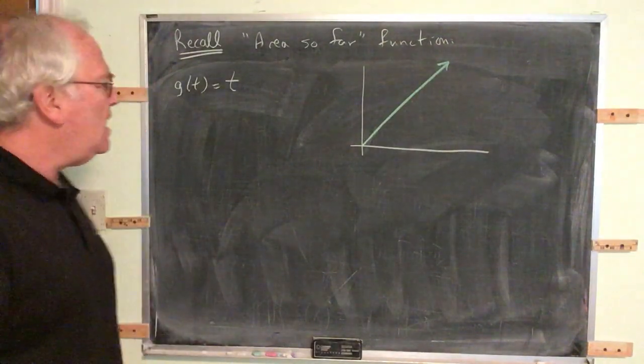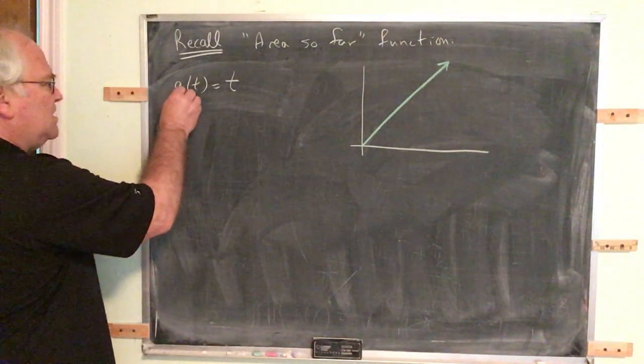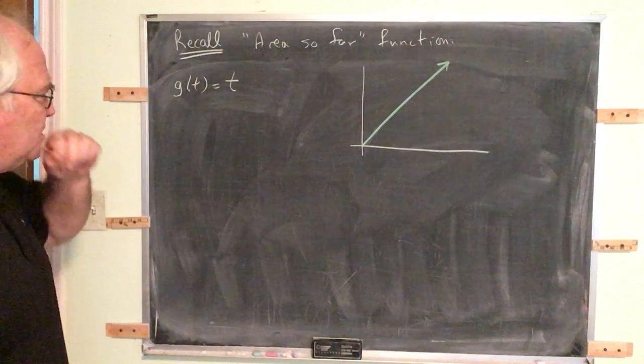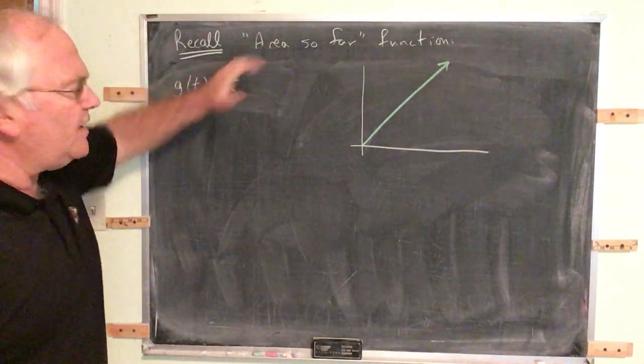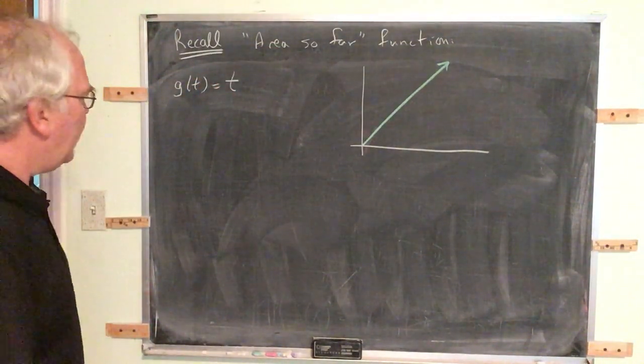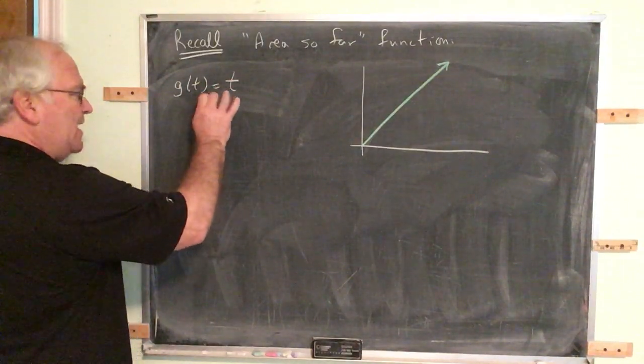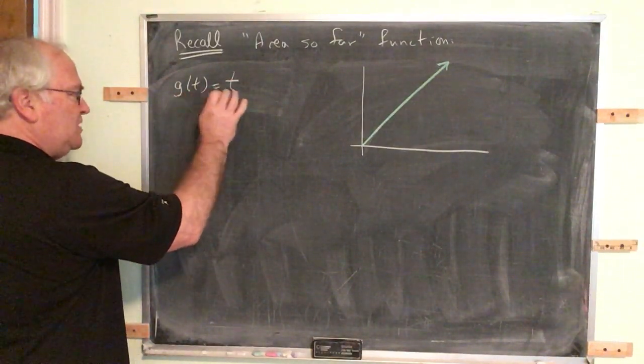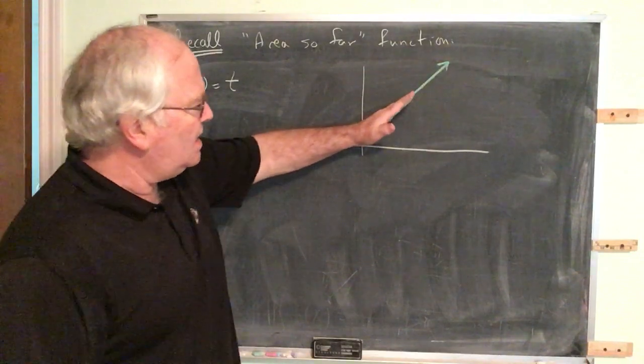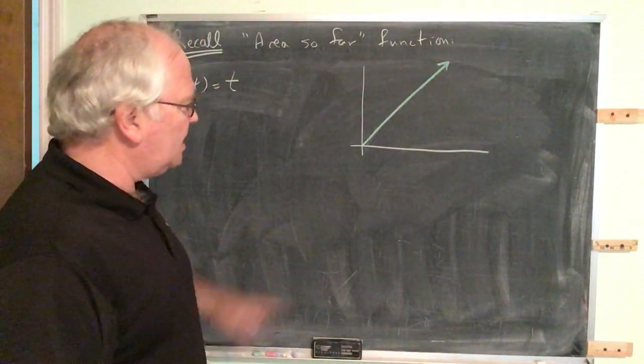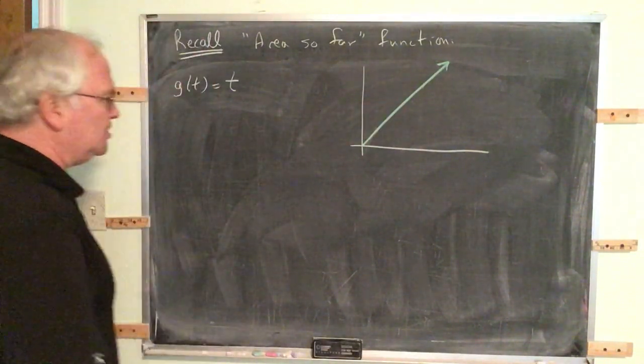We'll get through this week. And this is sort of the stepping stone to get to the first of them. It's this area so far function. And so I'm just going to pick a nice easy function to play with. I have g of t is equal to t. So this is just the function g of t equals t, this diagonal line that passes through the origin.